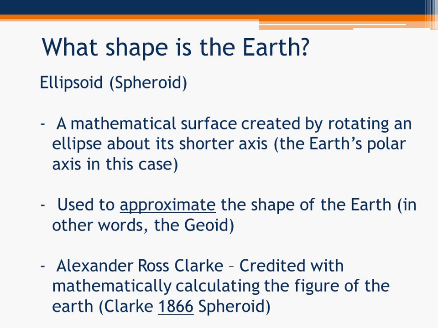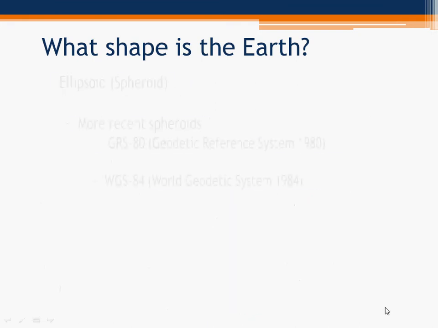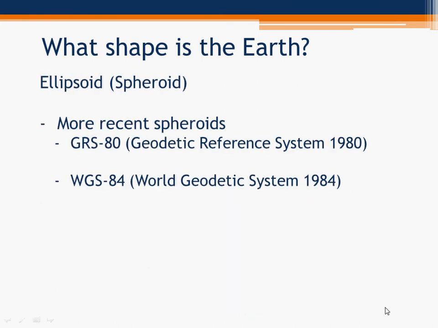The first person credited with mathematically calculating this estimated shape of the Earth was Alexander Ross Clark. So make note there that I've underscored the 1866 spheroid, the Clark 1866 spheroid. And note that date, 1866, because that's going to come into play when we start talking about datums in this next section.